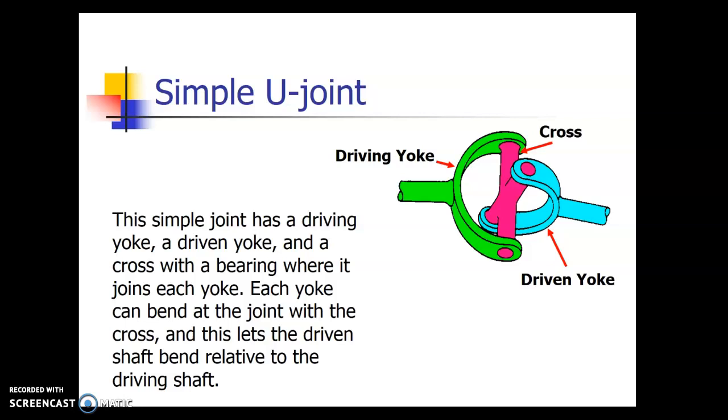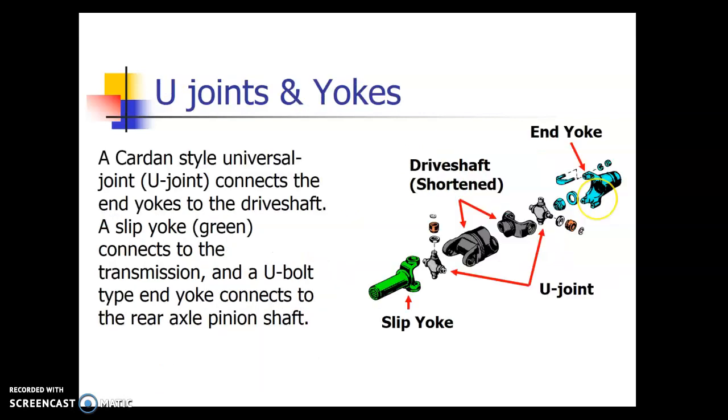So this simple joint has a driving yoke and a driven yoke, right here, and then this cross in the center. This is a simplified animation or cartoon version of a U-joint, but this is basically the device that allows the drive shaft to bend and move as the differential goes up and down over bumps.